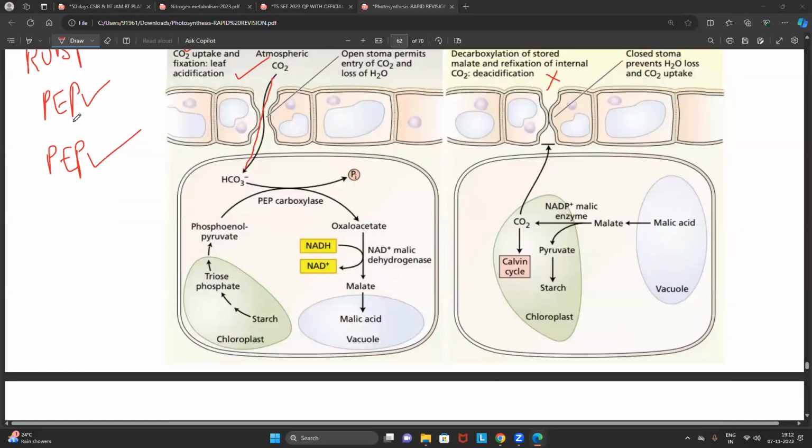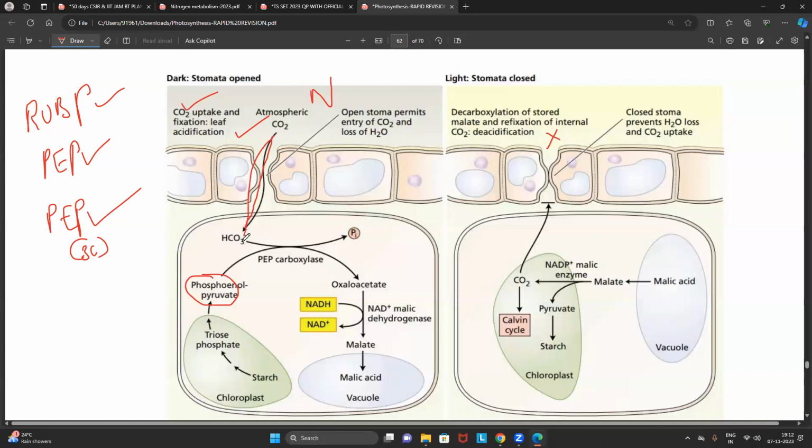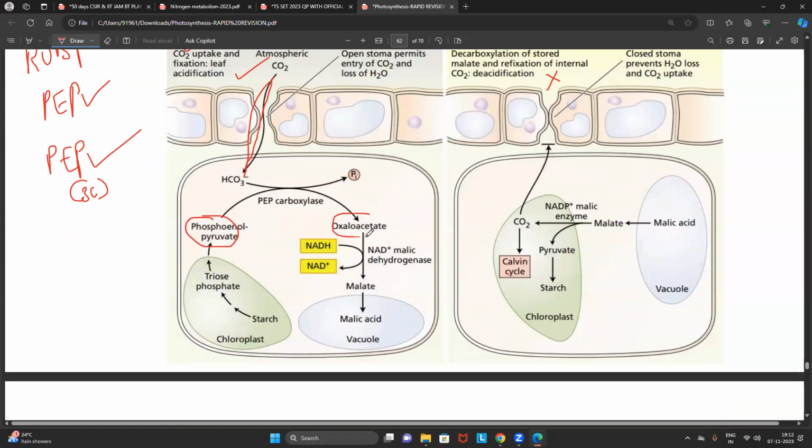Now, you only look into this. So, PEP is how many carbon? We already studied that it is 3 carbon. So, PEP, which is a 3 carbon, accepts 1 carbon from the atmosphere, which is 4 carbon, and gives rise to what, friends?